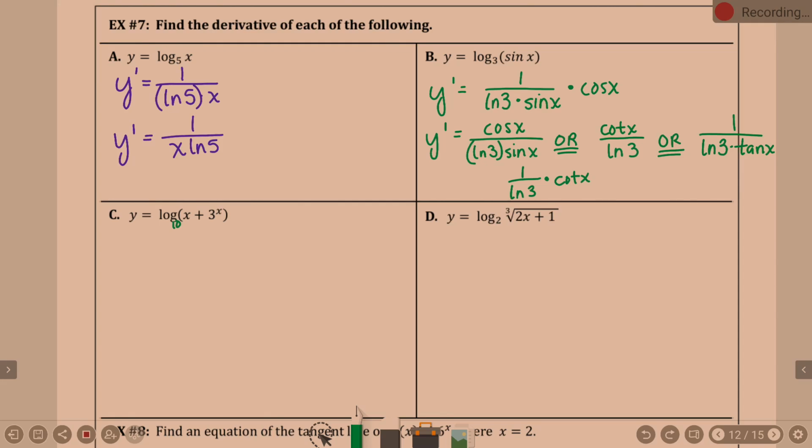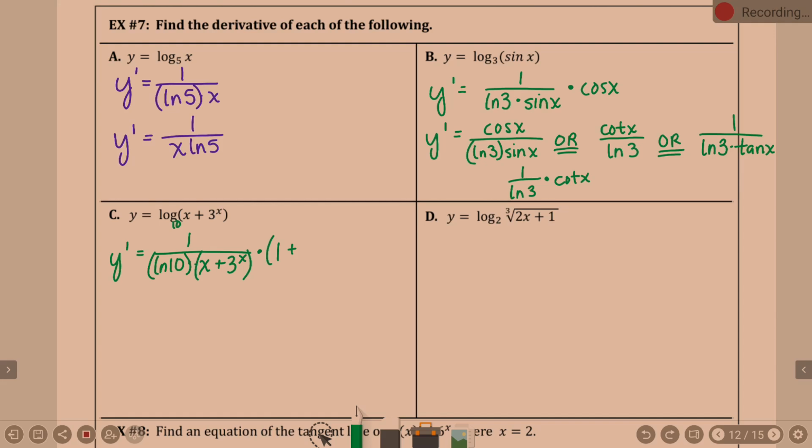So, y prime is going to be what? 1 over natural log 10 times 1 with x plus 3 to the x power, times, well, the times in the denominator, but yeah, 1 plus 3x.